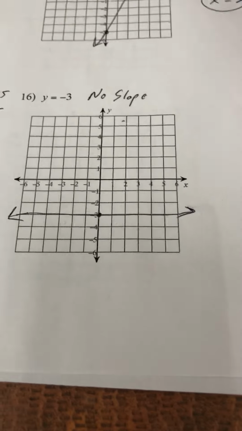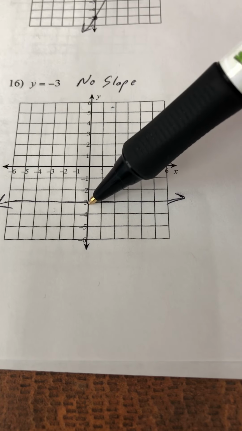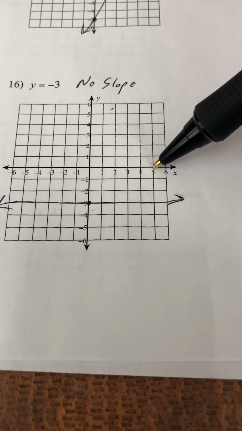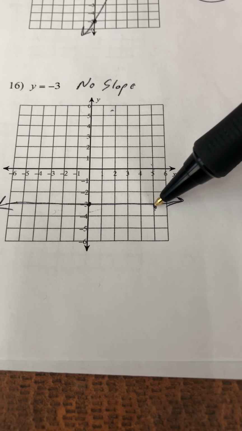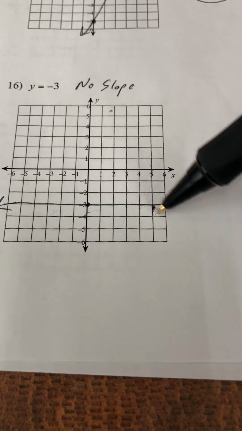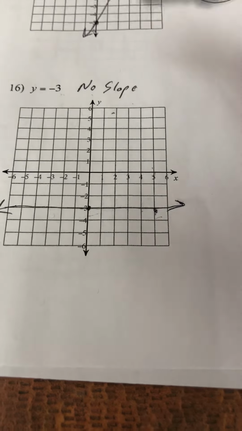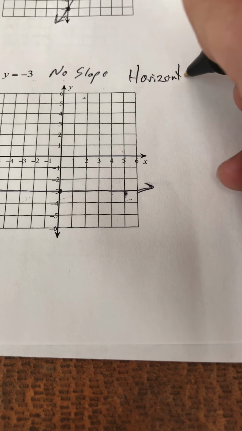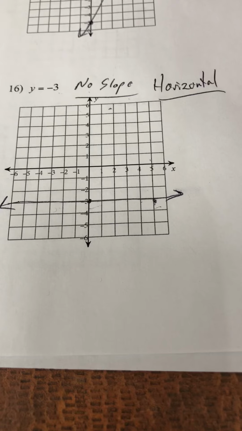And last but not least, number 16 is an easy one. You go to where y equals -3 always, and you make that line. So no matter what x is, even though at this point x is 5, y is what? It's -3. Y equals -3. That's this line, which is no slope. So whenever you have a horizontal line, that is going to be no slope or 0 slope.